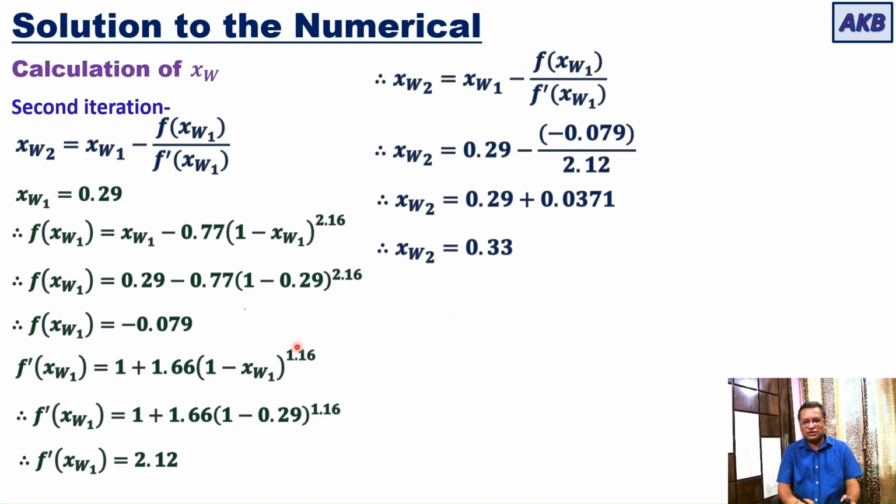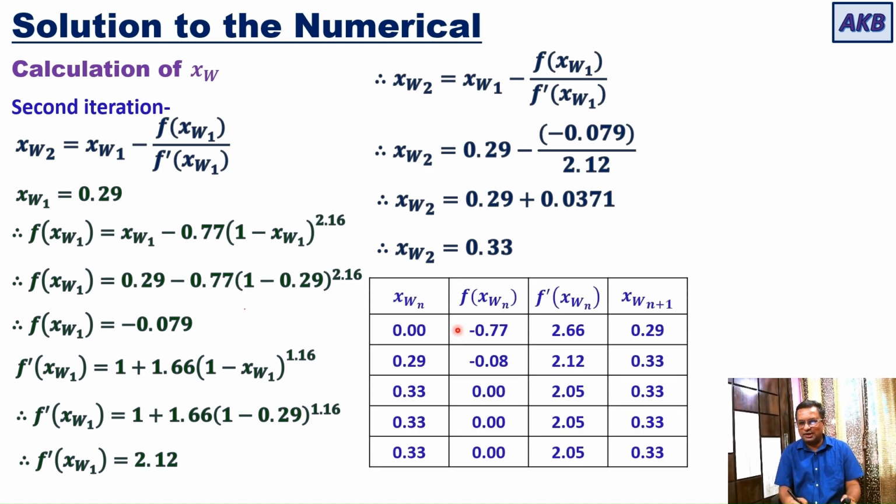So I have followed the same steps to get other values for xw. I'm showing that in this particular table. So for different values, these are the old values, these are the values of the function at old values, these are values of the derivative of the function at old values, and these are new values of xw. You must have understood that when we used xw to be 0, we got minus 0.77 as the function, then 2.66 as the derivative of the function, and the new value was 0.29.